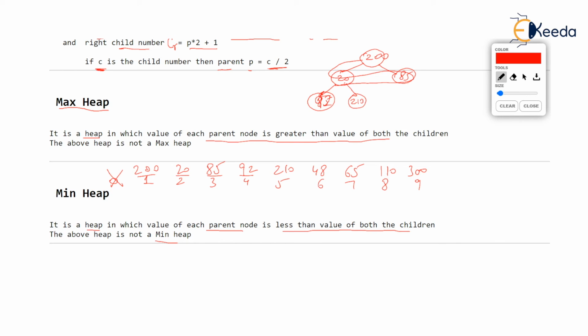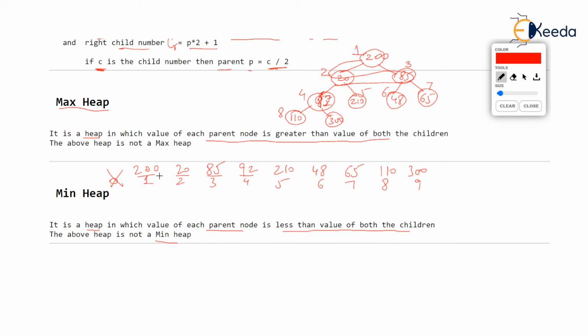Left of 85 will become 48. Right of 85 is 65. Left of 92 will become 110. And right of 92 will become 300. And we will have a habit of giving these numbers to these nodes sequentially. Numbers also will be given in sequence from left to right.